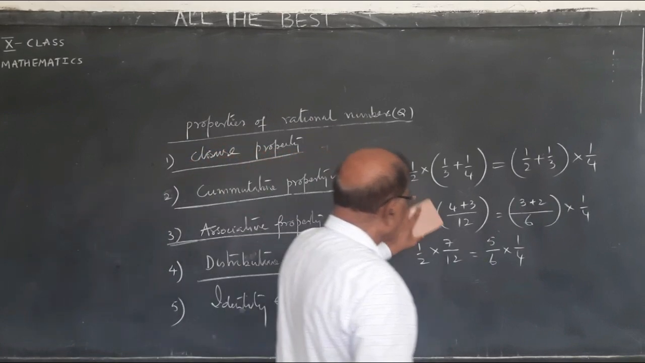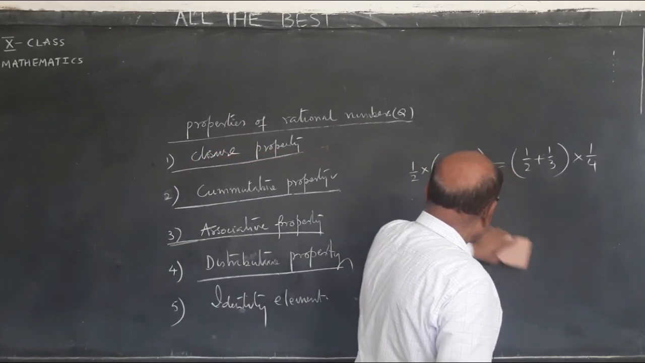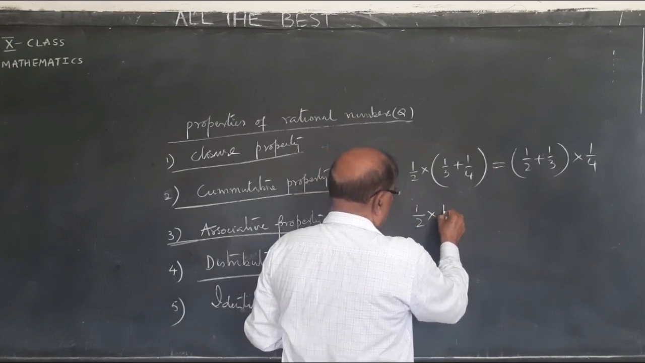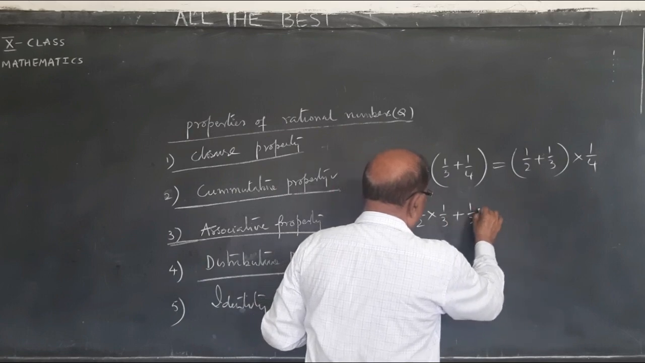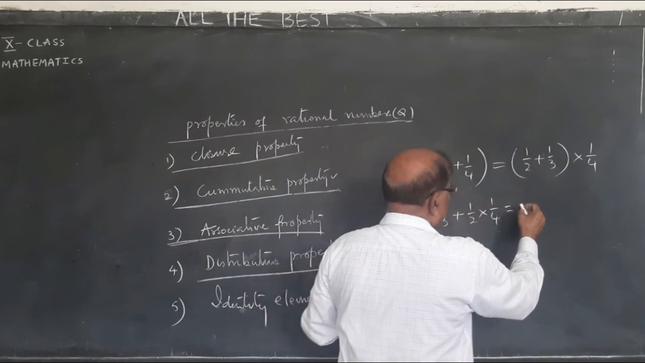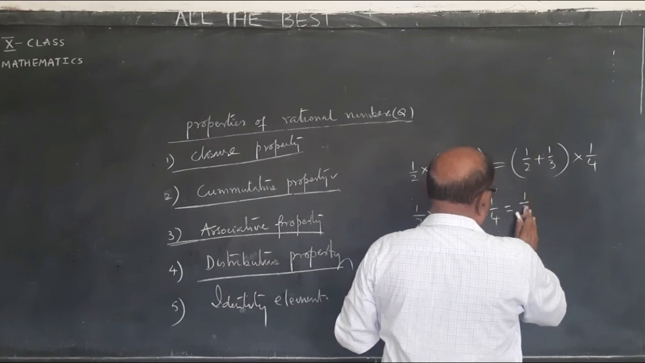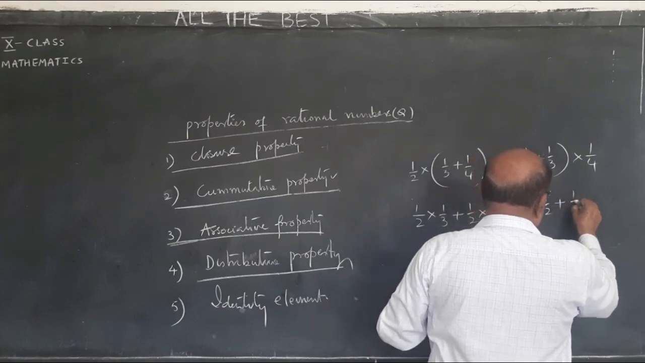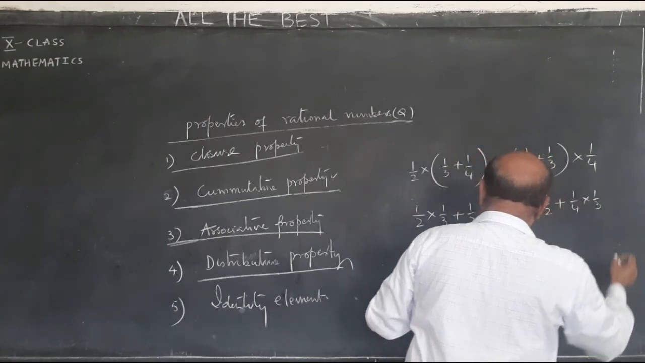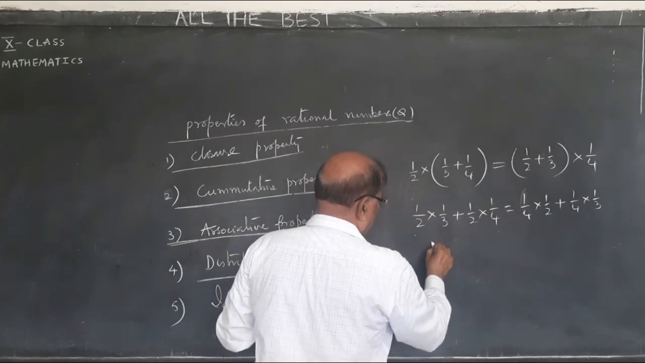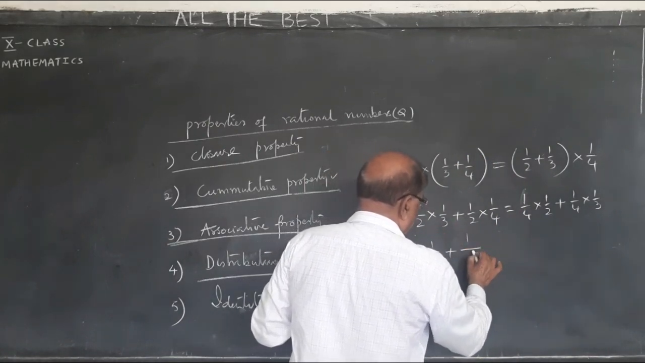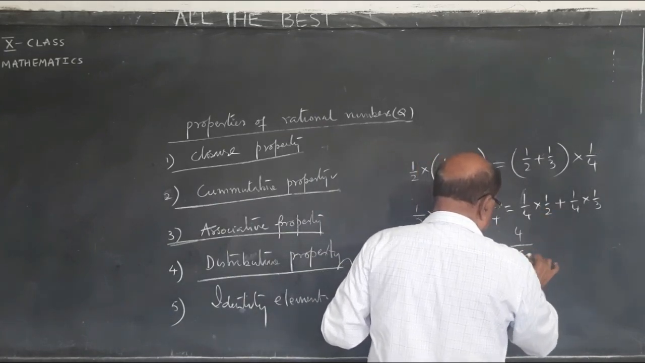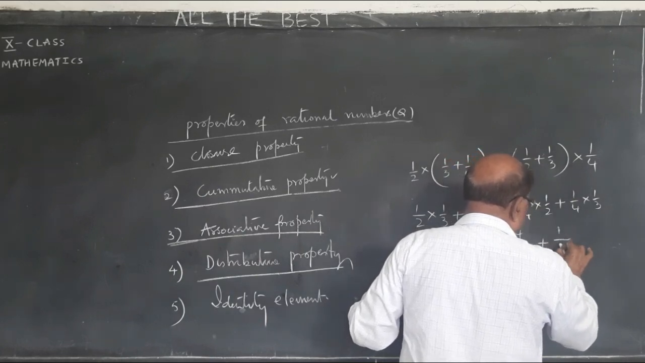No, distributive is not calculated like this. Distributive will be calculated as 1/2 into 1/3 plus 1/2 into 1/4 is equal to 1/4 into 1/2 plus 1/4 into 1/3. So this is 1/6 plus 1/8, is equal to 1/8 plus 1/12.